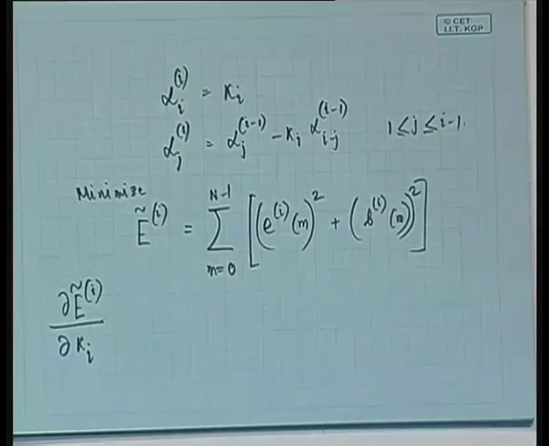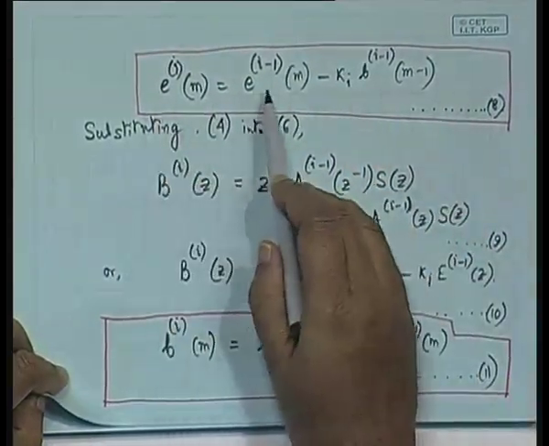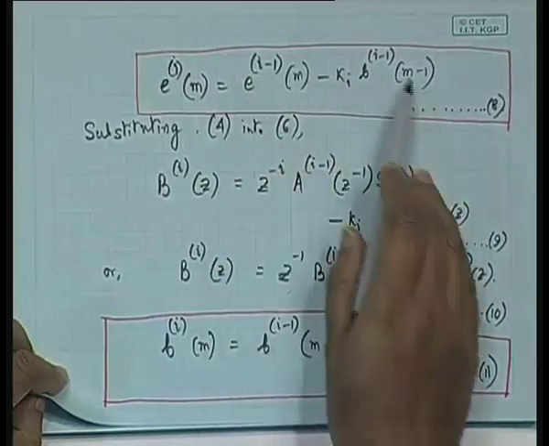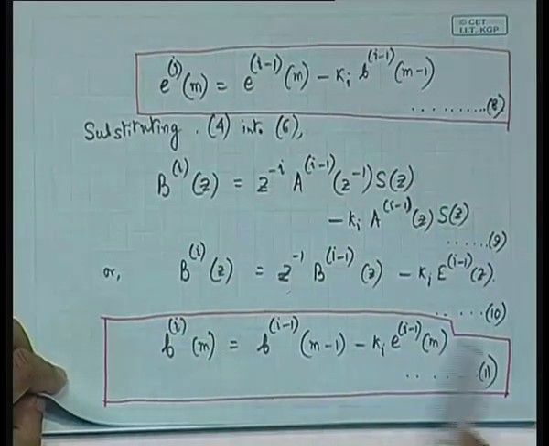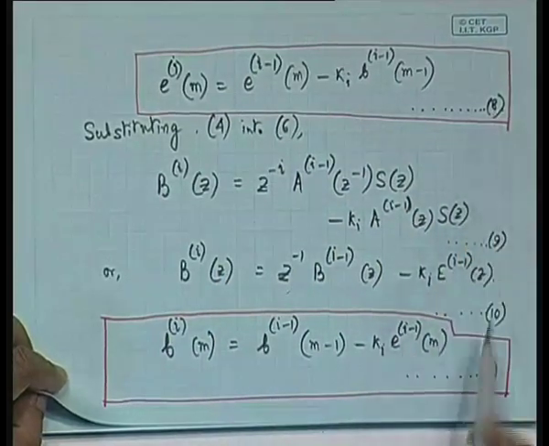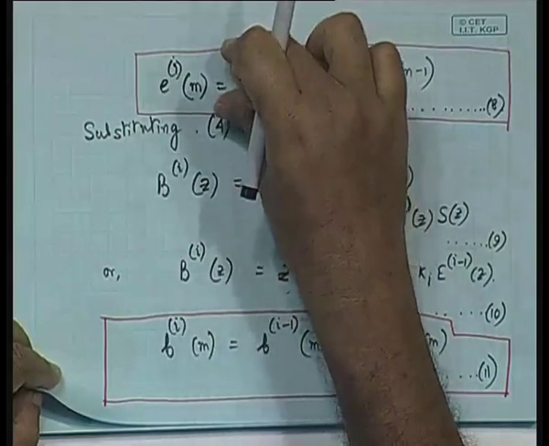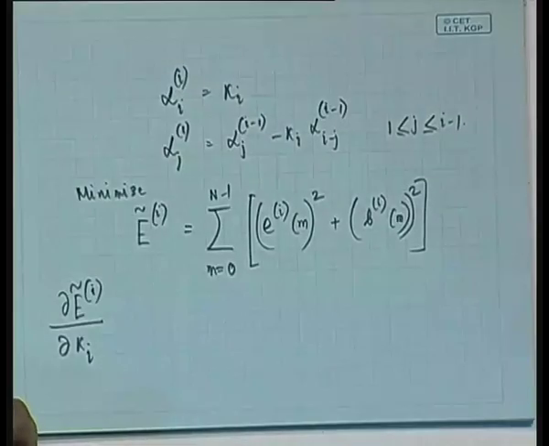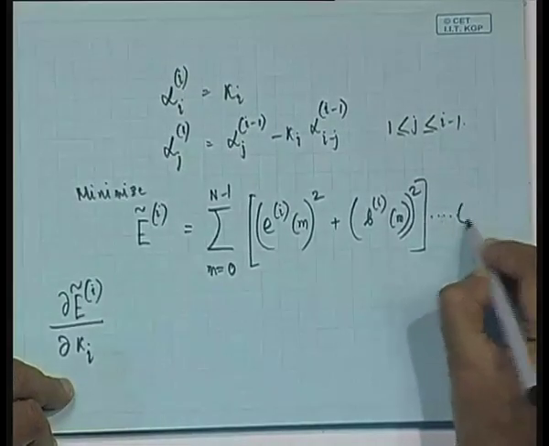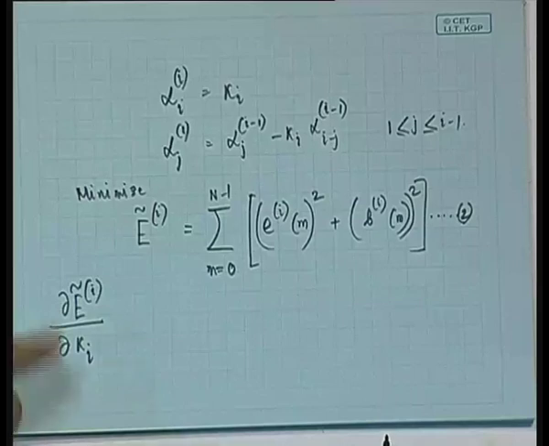Yes, these two very important relations that we had discussed: EIM could be expressed in terms of EI minus 1 M minus KI times this quantity, and BIM was expressed like this, equation 8 and equation 11 of last class. Now what we are going to do is to substitute this EIM and BIM into this expression, call it equation number 2 of today. And there we substitute this EIM and BIM expression.